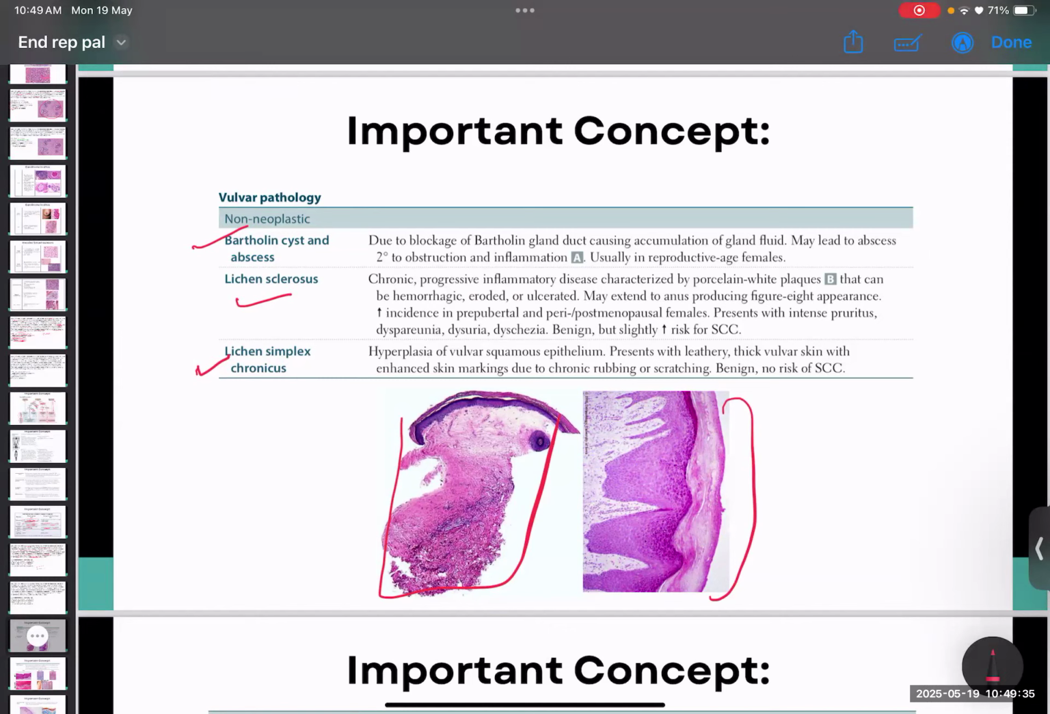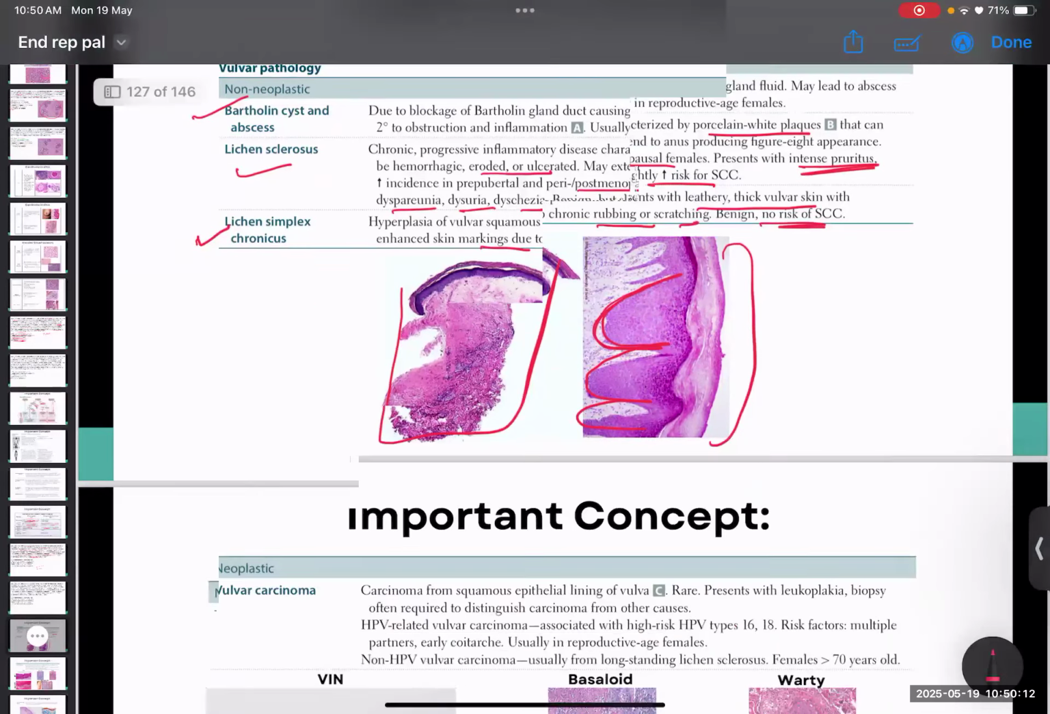So lichen sclerosus is usually seen in prepubertal and peri- to postmenopausal females, and they present with intense pruritus, dyspareunia, dysuria, dysgeusia. Sometimes there is an increased risk for developing skin cancer, whereas the chronicus usually is just hyperplasia of the squamous epithelium, so elongated rete ridges. And this presents with a leathery, thick vulvar skin instead of pale white plaques, which are eroded or ulcerated, and enhanced skin markings because of chronic rubbing or itching, but there is no risk for squamous cell carcinoma.